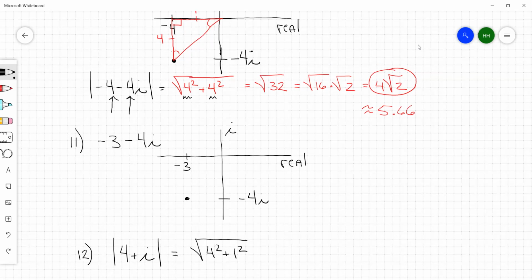Positive or negativeness of it doesn't matter, because when you square it, it's going to turn positive. This next problem, number 11, if we wanted to find the absolute value of negative 3 minus 4i, that would be equal to the square root of 3 squared plus 4 squared.